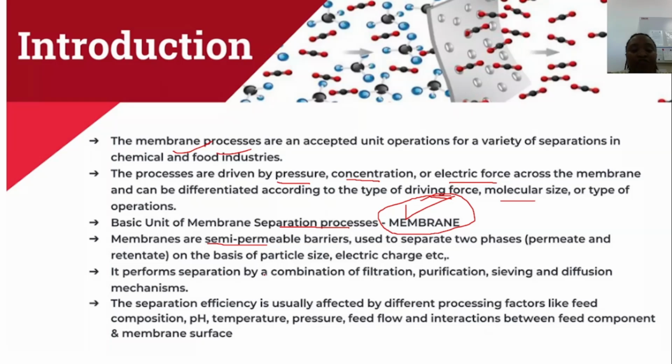It performs separation by a combination of techniques such as filtration, purification, sieving, and diffusion. The separation efficiency is usually affected by different processing factors, such as the feed composition. This is what substance, what is the characteristic or the component of the substance you actually want to separate. We can have pH, temperature, pressure that is being applied, the feed flow, depending on how the machine looks, and the interactions between the feed components and the membrane surface.